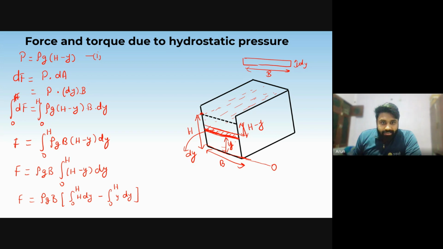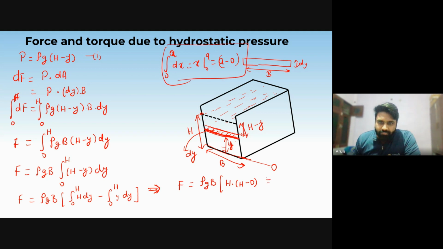Now, this integration will lead you to F equal to rho g b. Now, h dy will become h into the integration 0 to h dy, which will become h minus 0. Because we know that the integration from 0 to A of dx will become x from 0 to A, which results in A minus 0.